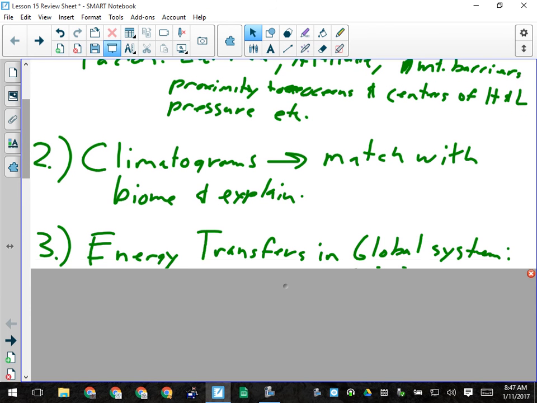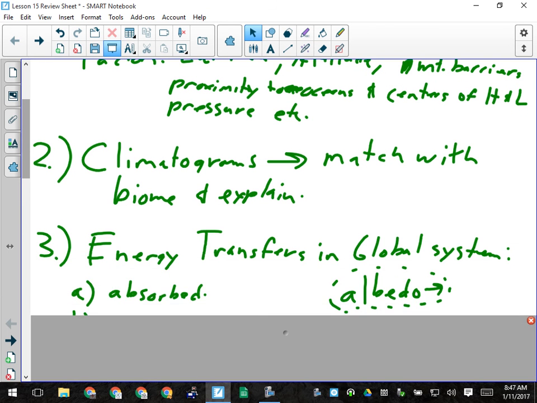Third thing we went over, energy transfers in global systems. This is big because there's not necessarily a specific question about this, but energy transfers are the biggest theme in this whole unit. So they are part of many multiple choice questions. They are also part of many written response questions. Being able to apply your knowledge of how energy gets transferred on Earth will be an important part of many of your answers. So we need to remember a few things.